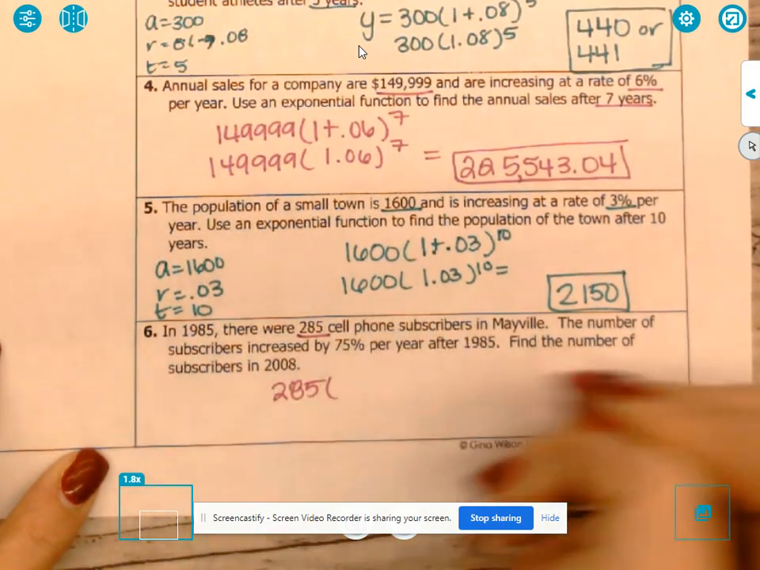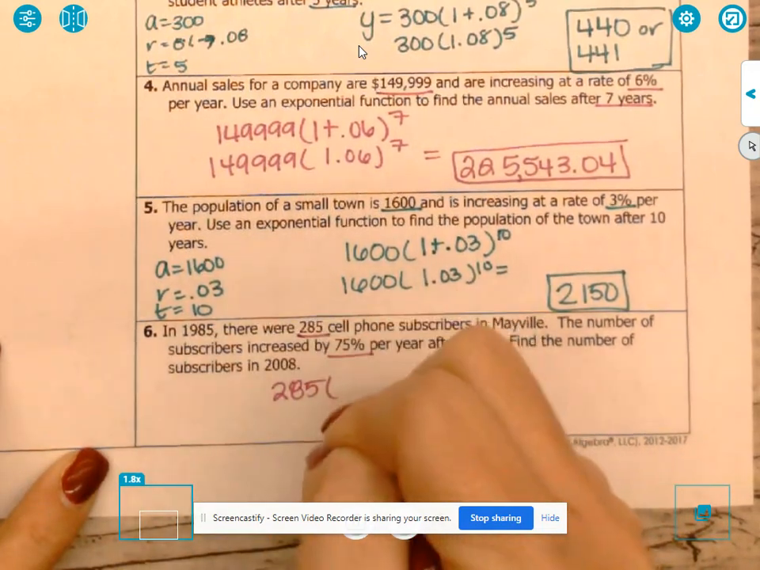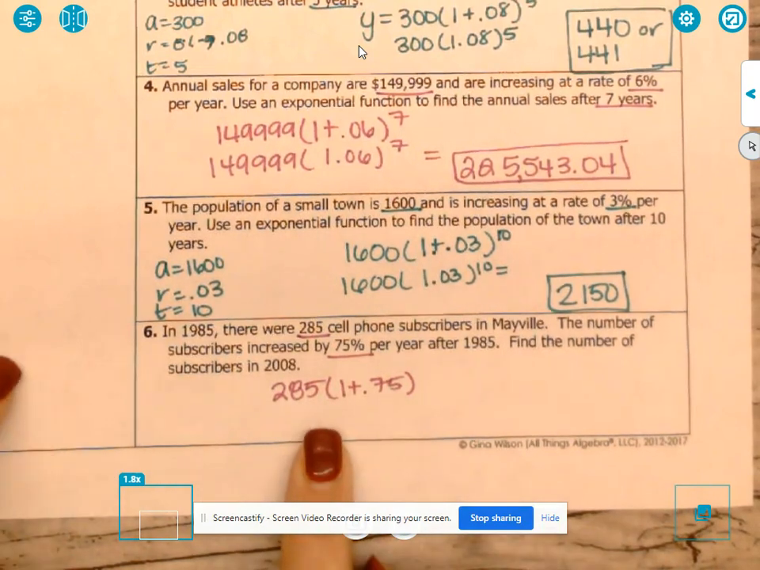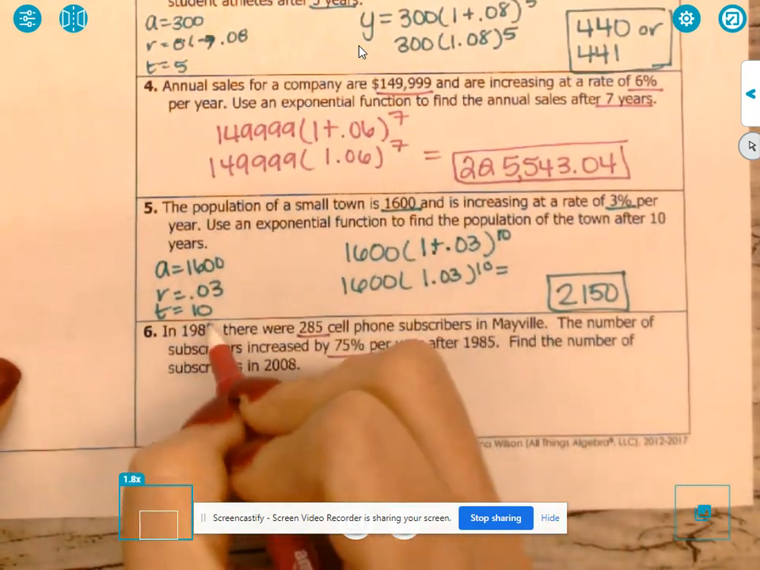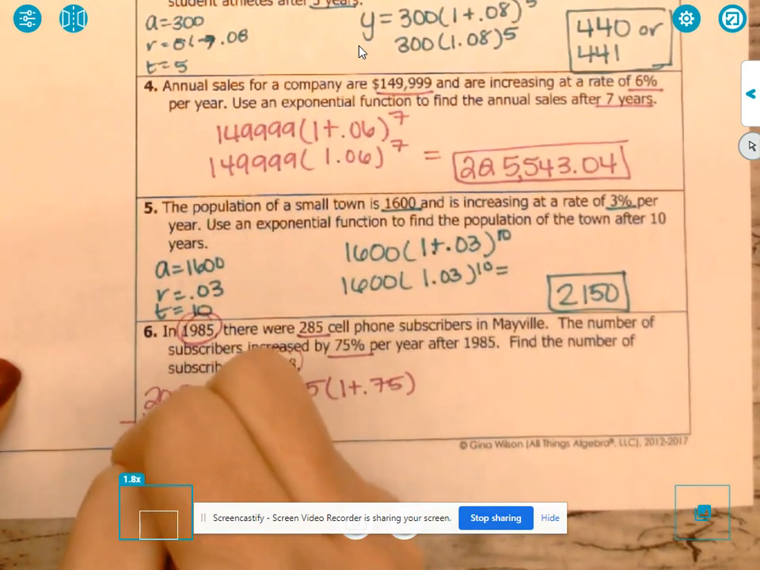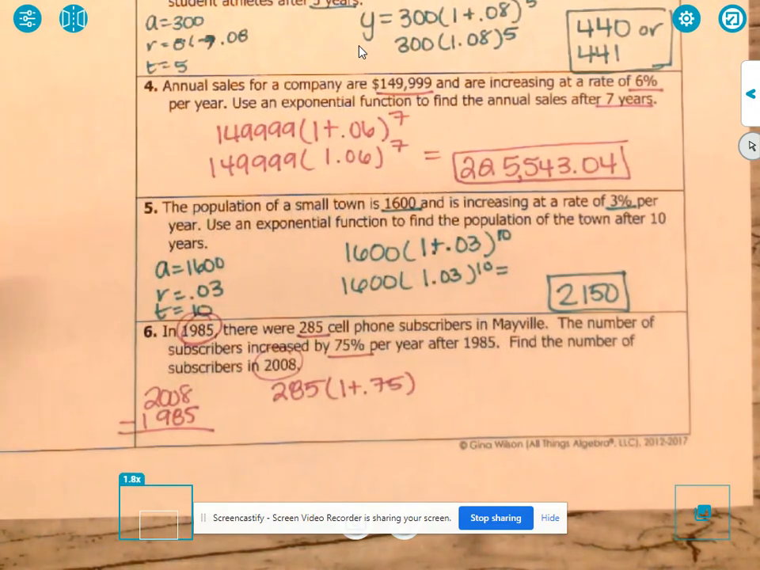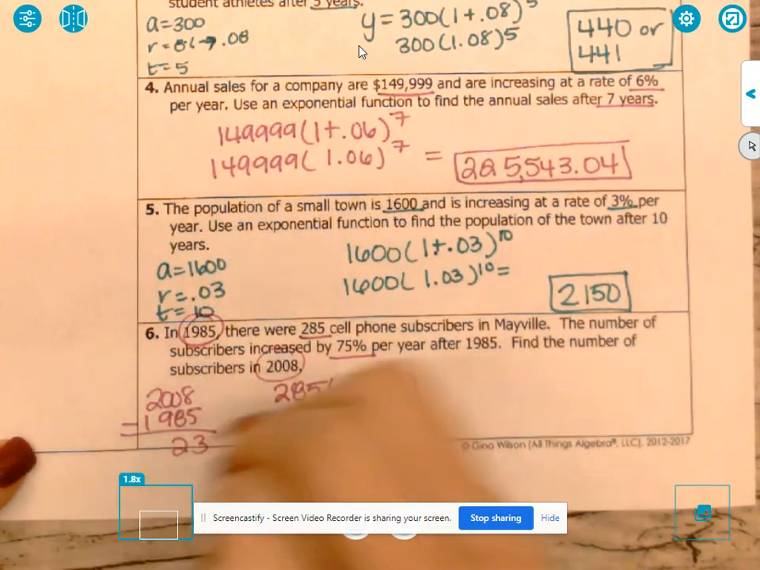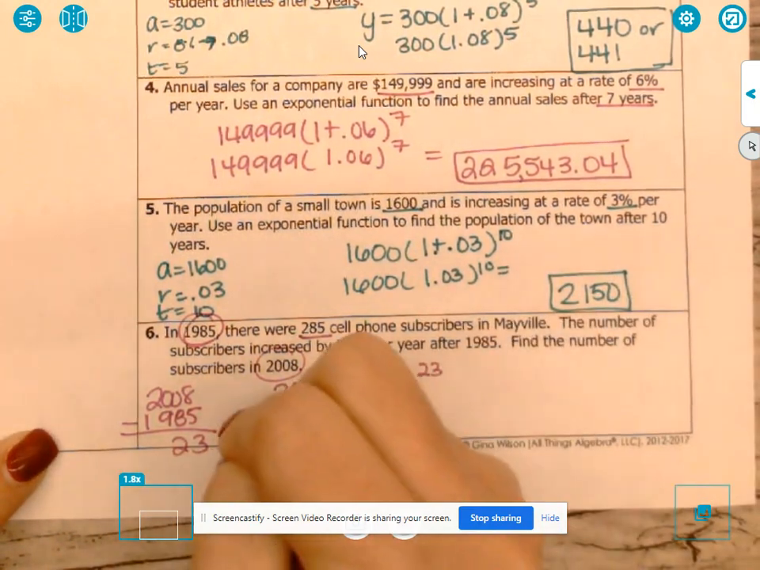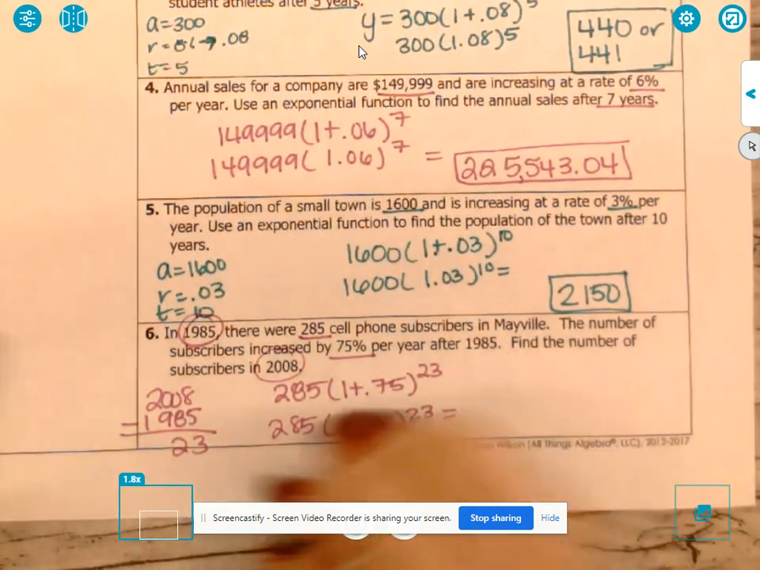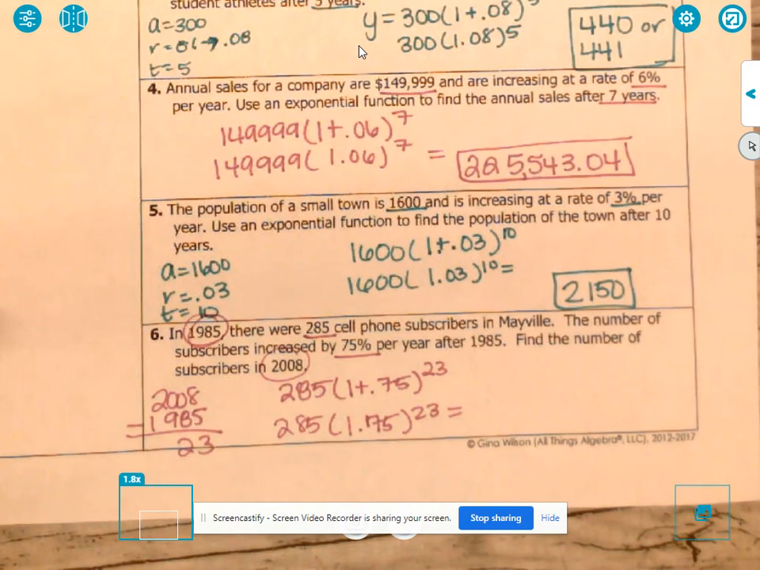All right. And the last one down here. Okay, so we started with 285. It's going to be increased by 75%. So that's 1 plus 0.75. And we want to know in 2008. Okay, so this time it didn't tell us the years, but it started in 1985 and we're going to 2008. So we're simply going to do 2008 minus 1985. Okay, and that does give us 23 years. So we're going to raise that to the 23rd power. So again, that's 285 times 1.75 to the 23rd power.